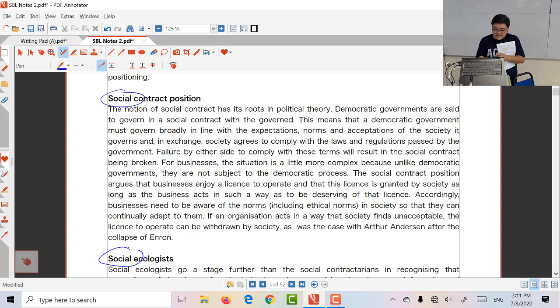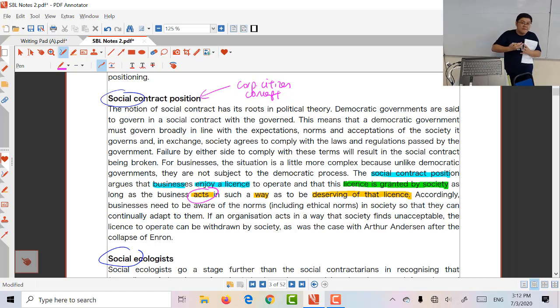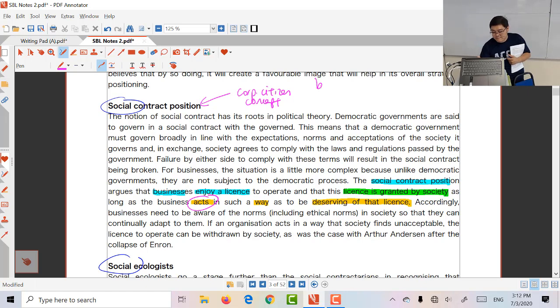Now, social contract is basically suggesting business enjoys a license granted by the society. Why? Because the business acts in a way deserving of their license. Now, this is a corporate citizen concept. It's a concept that you have to act. You have to produce desirable effect. That's why we expect business will have to act. Then the society will give you back the support. Okay, you must act to get the support.